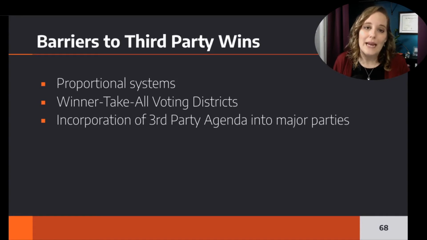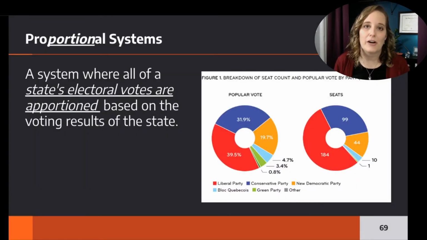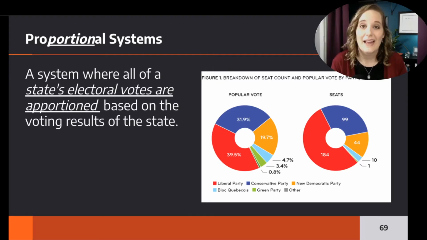There are three main barriers to third party wins. So let's talk about each one of those individually. The first barrier to third parties winning large shares of electoral college votes is the lack of proportional voting systems. A proportional system is where all of a state's electoral college votes are apportioned based on the voting results of the state. Now, proportional systems can be done in a couple of different ways.